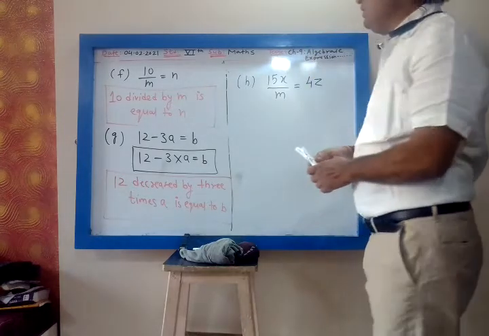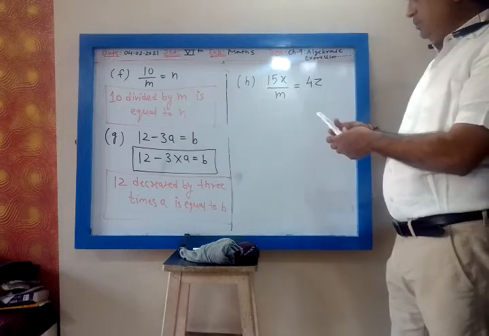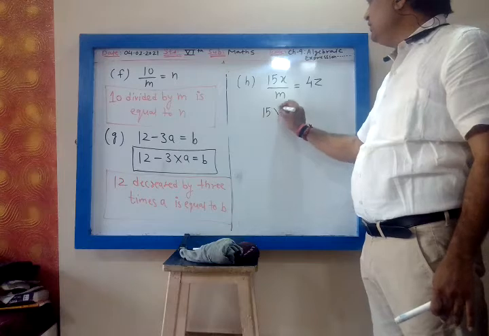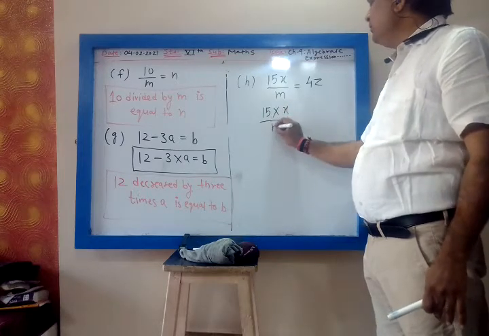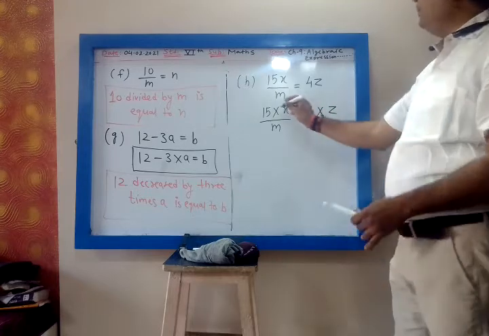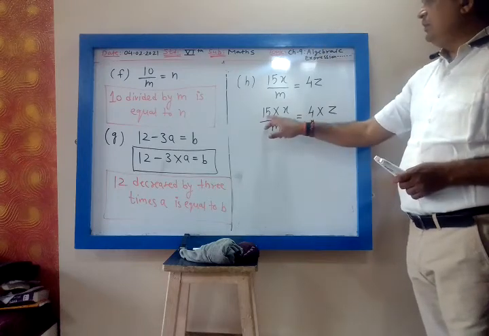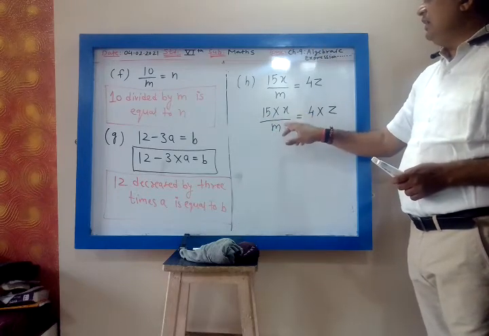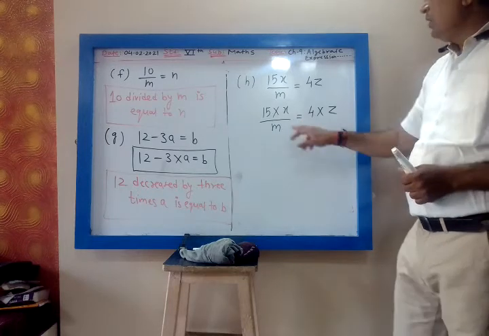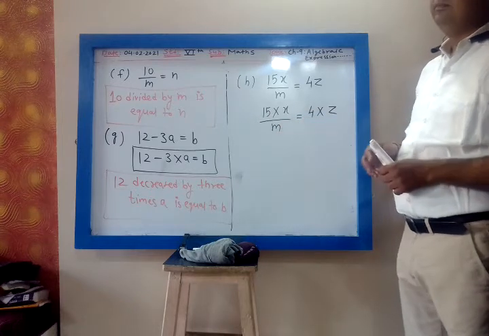Now what do you mean by 15x? For example, what do you mean by 3a? 3a means 3 into a. So 15x I can write 15 into x upon M is equal to 4 into z. So 15 into x means x is multiplied 15 times. So 15 times x divided by M is equal to 4 times z.